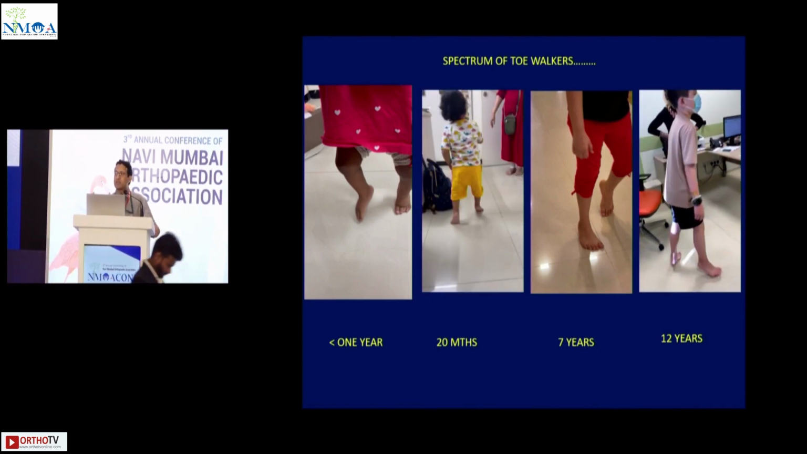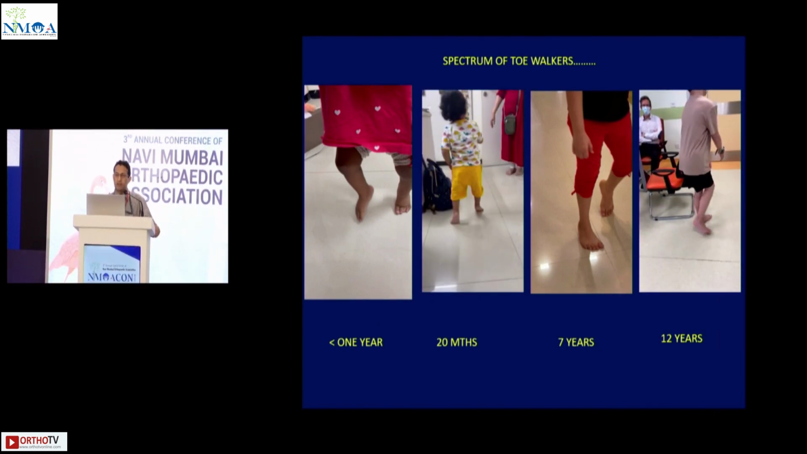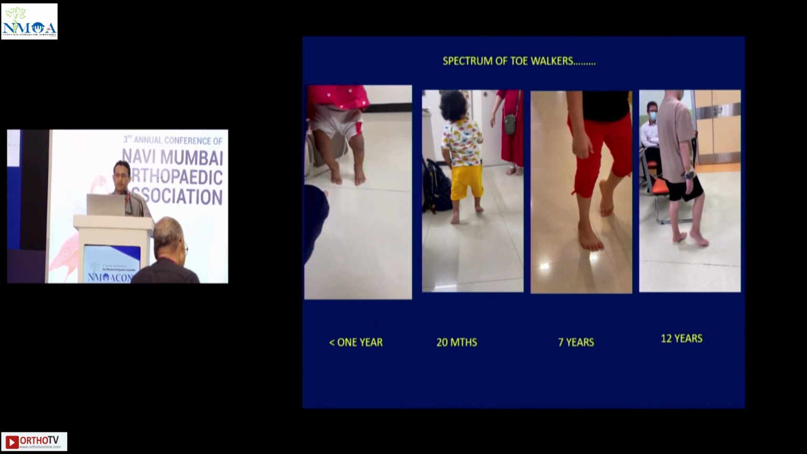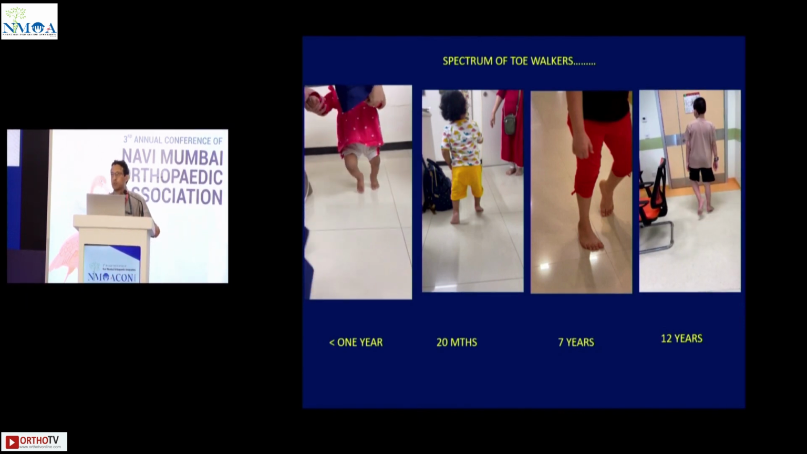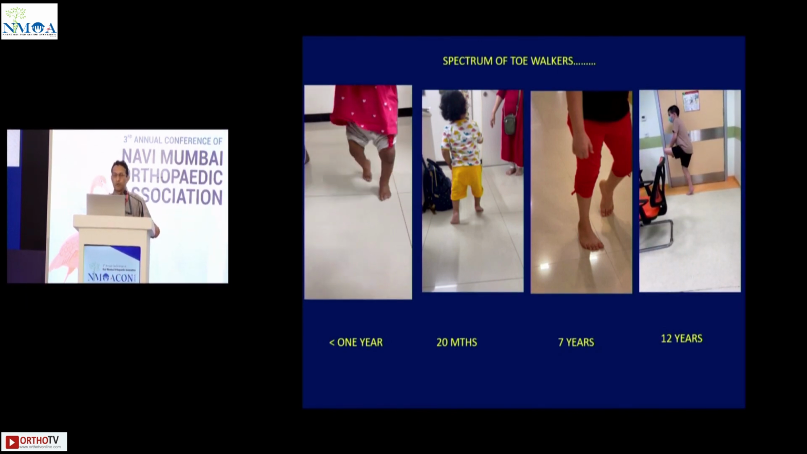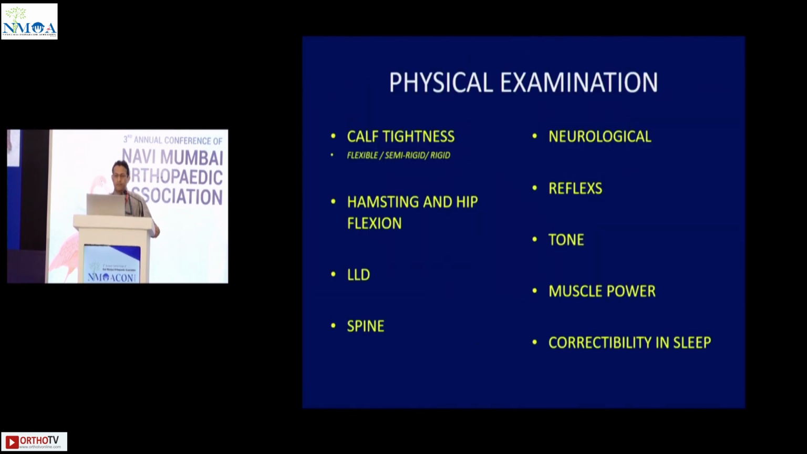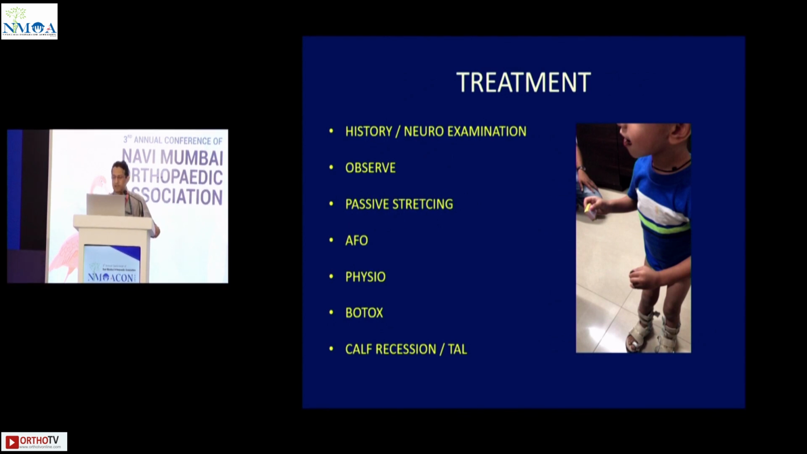So toe walking is just a symptom. You have to see the underlying evaluation. And when they come to you beyond, say, 2 years, you must evaluate them, and refer to a neurologist or an orthopedic surgeon. Of course, there are many causes for it. You do a thorough examination. It could be in the muscle or the nerves. And treatment is fairly simple.